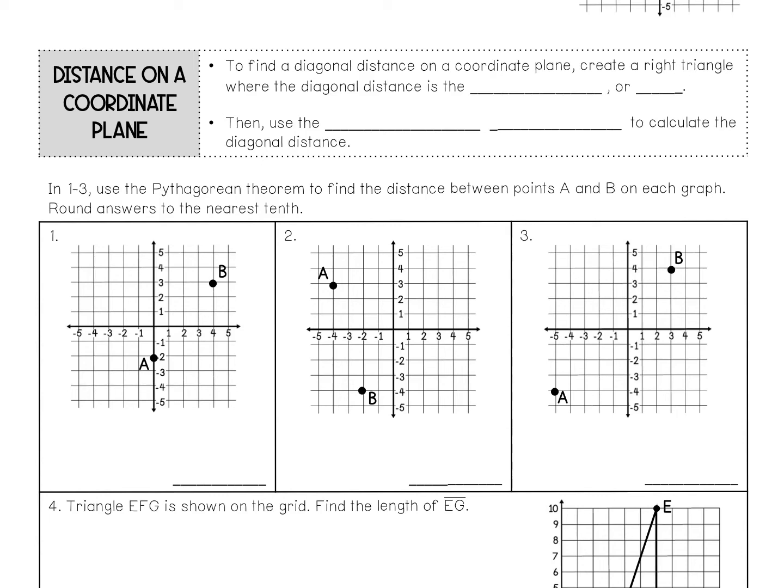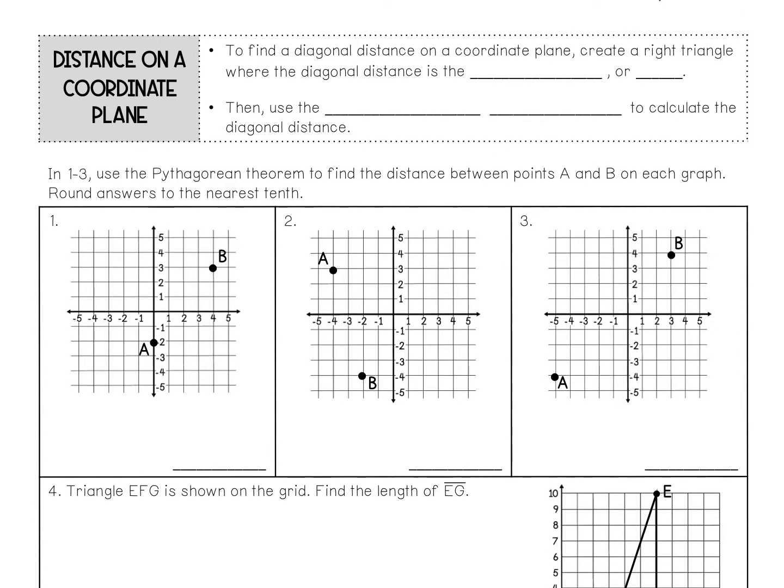This lesson is on how we can use the Pythagorean theorem to help us find distance on the coordinate plane. To find a diagonal distance on the coordinate plane, we're going to create a right triangle where the diagonal is the hypotenuse, or C. And we're going to use the Pythagorean theorem to calculate the diagonal distance. So let's look at an example.